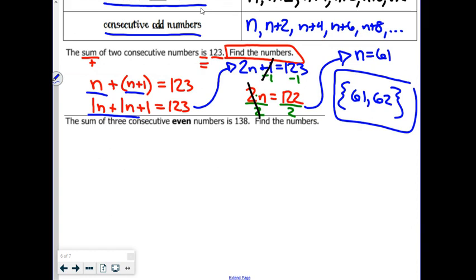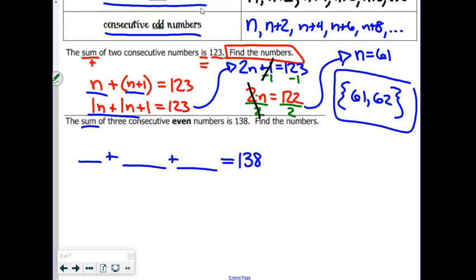All right, now this next one. We have 3 consecutive even numbers, and we're still doing sum. But now we're having the sum of 3 things. So it'll be one thing plus another thing plus another thing, and that equals 138. Now, what are these things? Well, we kind of wrote it up above.